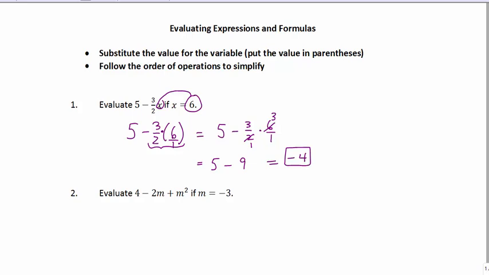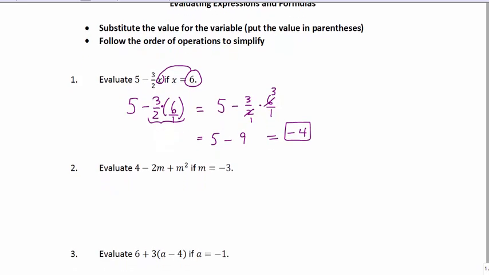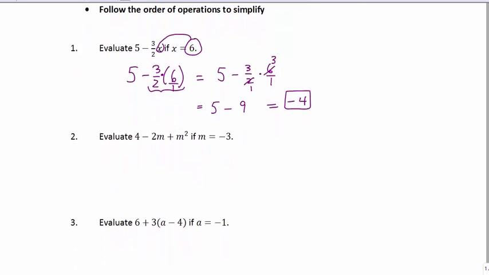Now the second example has an m as well as an m squared, so we're going to have to put the value in two different places. And in this particular case, the value that I'm substituting in is a negative. So I need to be really careful when I put that in here and here. It's actually going to go in parentheses. So I'm going to do 4 minus 2 parentheses negative 3 plus parentheses negative 3 squared. And the reason that matters is that when you have an exponent here like this 2 and you're applying it to a negative base, that becomes positive.